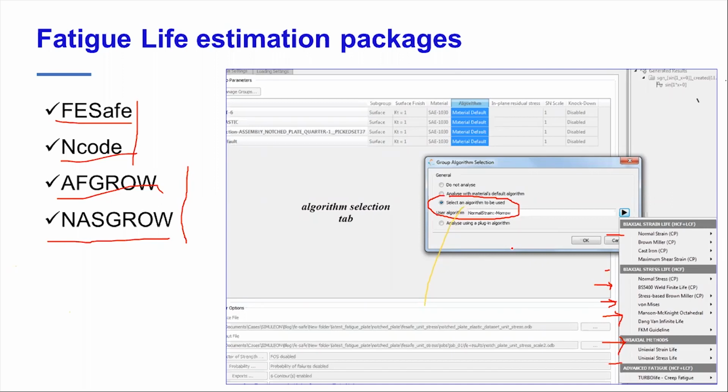The Brown Miller algorithm says that fatigue life happens when the crack nucleates along the maximum shear plane and then is opened by the maximum principal strain, maximum principal stress. So there are multiple fatigue life estimation algorithms available.